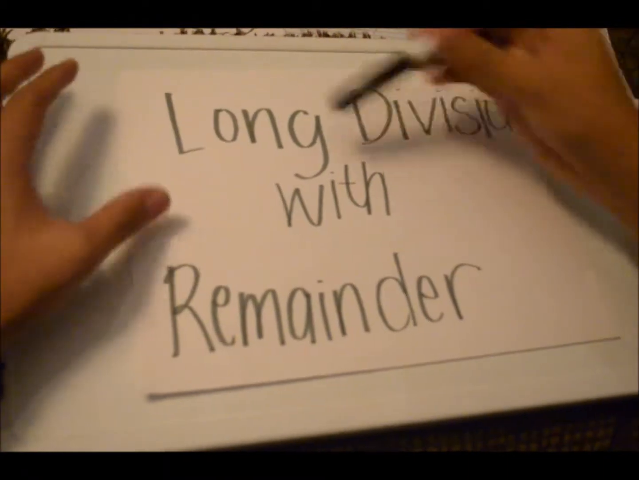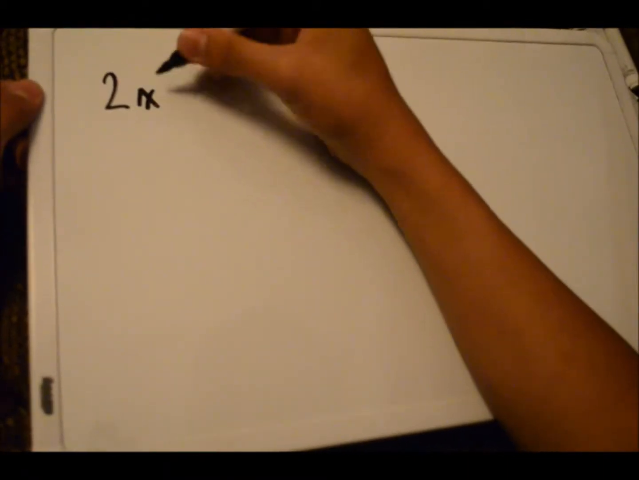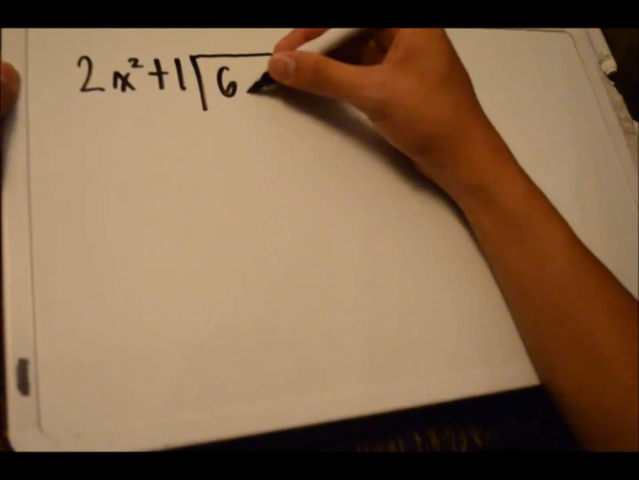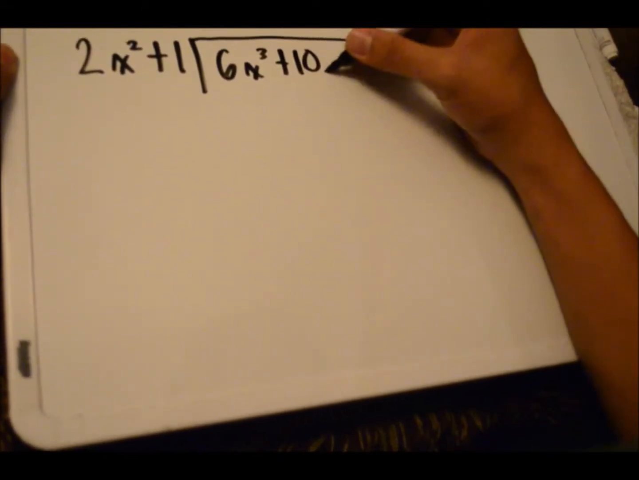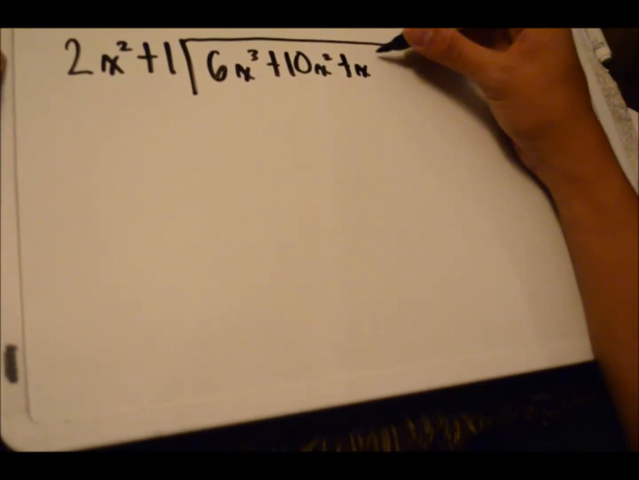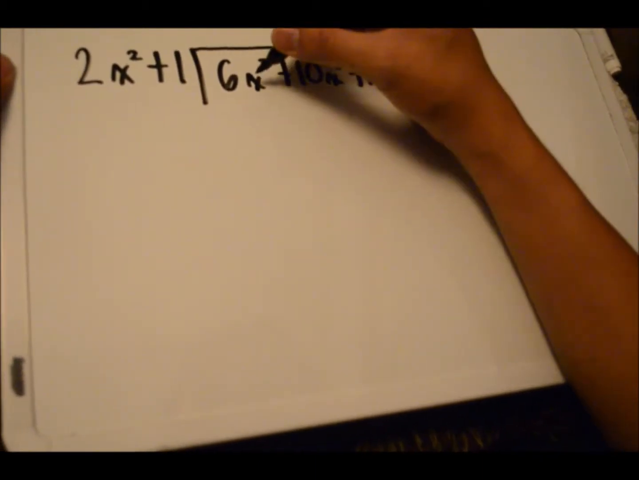Now on to long division with a remainder. We're going to take the term 2x squared plus 1 and set that as our divisor. Then we are going to take 6x cubed plus 10x squared plus x plus 8, and set this as our dividend.